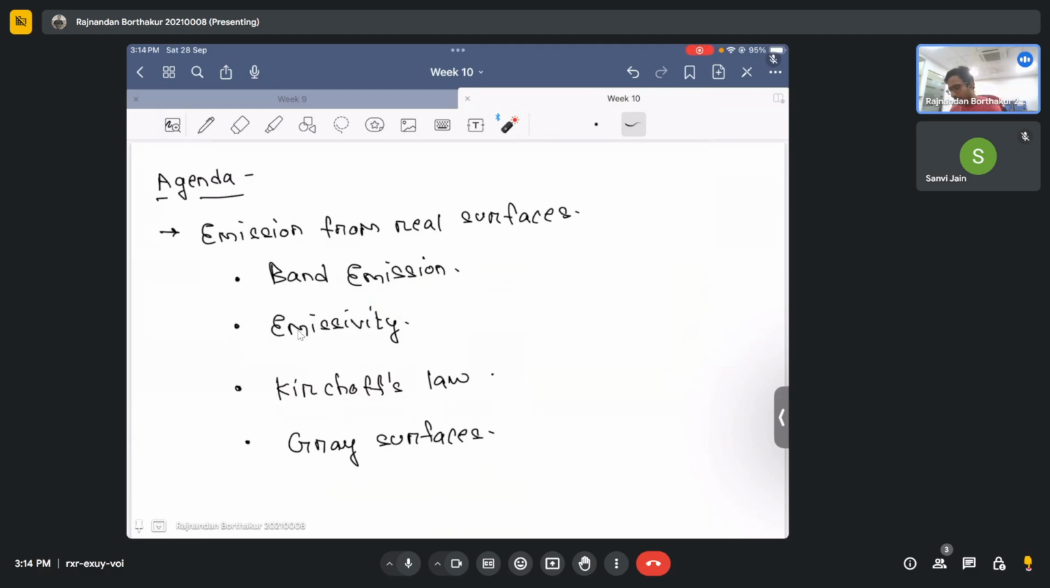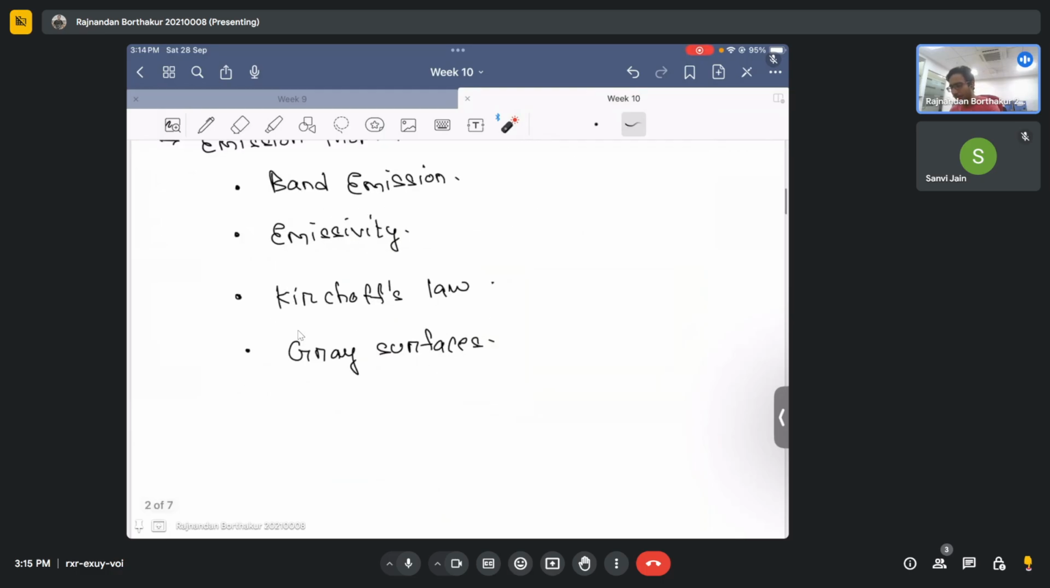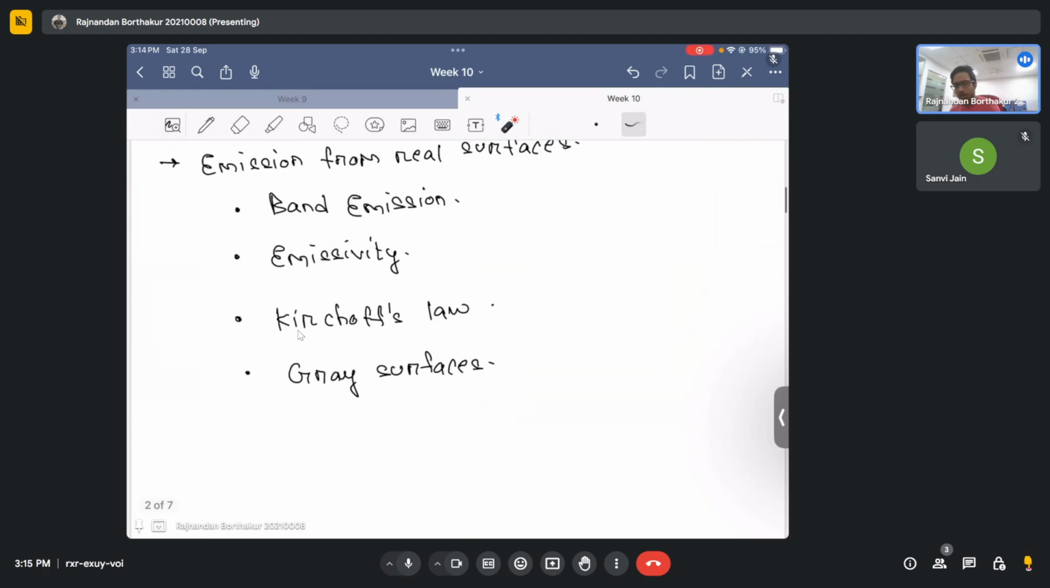And then move on to something which is known as the Kirchhoff's law and gray surfaces, which we will see shortly. What is the implication of using Kirchhoff's law and the fact that we may have a gray surface on the radiant energy that is emitted from a surface? We'll look into that.